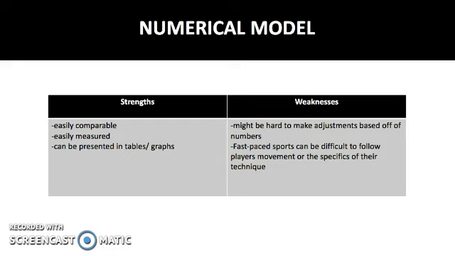Whereas some weaknesses of the numerical model include that it can be hard to adjust your technique or things specific to technique, I'd say, based off of numbers. So perhaps a technical model might be more beneficial in that sense. I'd also say that fast-paced sports can be difficult to follow players' movement. So if you were perhaps filming for a numerical model, you'd have to take into account the pace of certain movements and certain sports, which can make that filming process quite difficult.